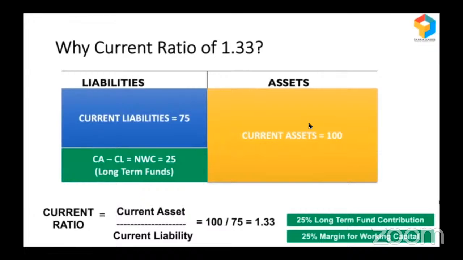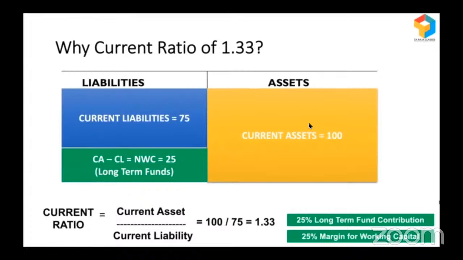Even if you look at the Tandon Committee recommendation for arriving at working capital, they said that 25% of the current assets have to be funded by margin, and it is only the remaining 75% that banks can explore funding. It means there should be a 25% contribution of long-term funds for creating current assets, and that is checked through the current ratio. If the current ratio is 1.33, then there is 25% contribution.